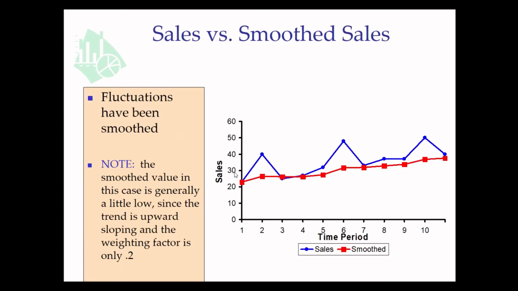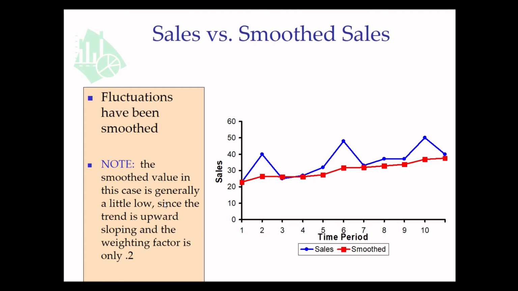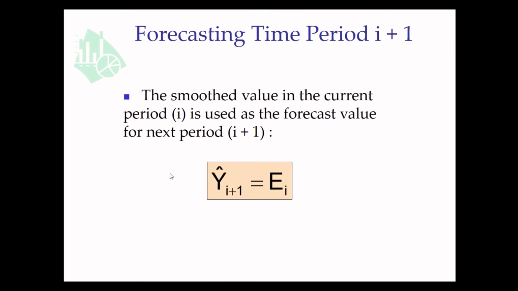So here we can see both sales and the smoothed value for the example we have seen earlier. The data is given here. The smoothed value in the current period i is used as the forecast value for next period i plus 1. So we have Yi plus 1 hat equals Ei.